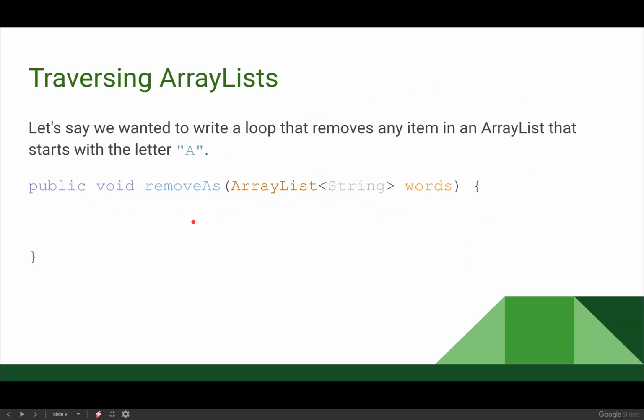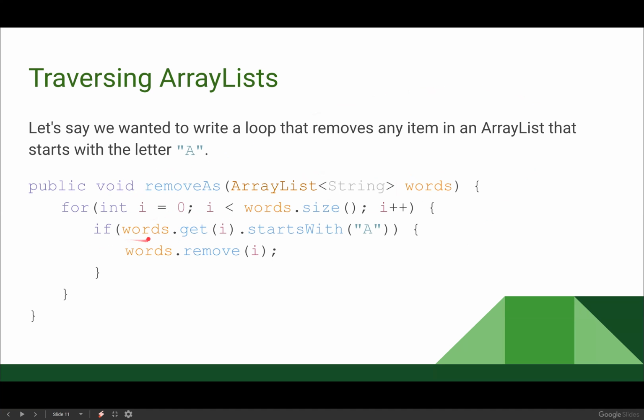So the first thing we need to do inside of this method is loop over all of our indices. Use a for loop, just like we have been using for the past forever. And then inside, we need to check if the current word that we're looking at starts with the letter A. And if it does, then we want to remove it from our array list.